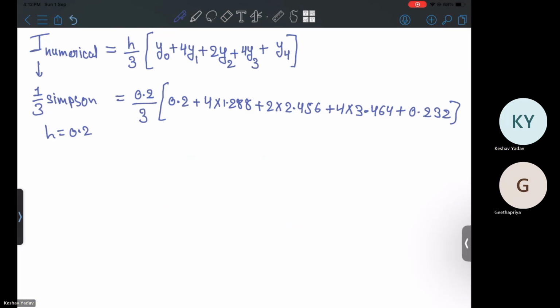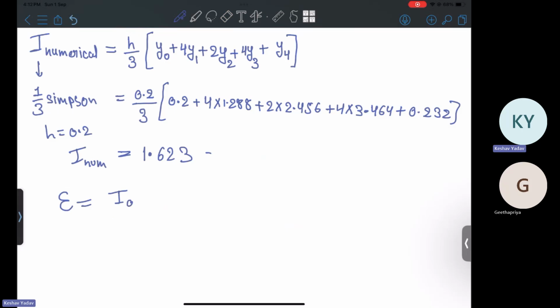If I find out this value, what will it come? 0.2 plus 4 multiplied by 1.288 plus 2 multiplied by 2.456 plus 4 multiplied by 3.464 plus 0.232, multiplied by 0.2 divided by 3. So this is 1.623. Okay. So what will be my error? This is my I numerical.